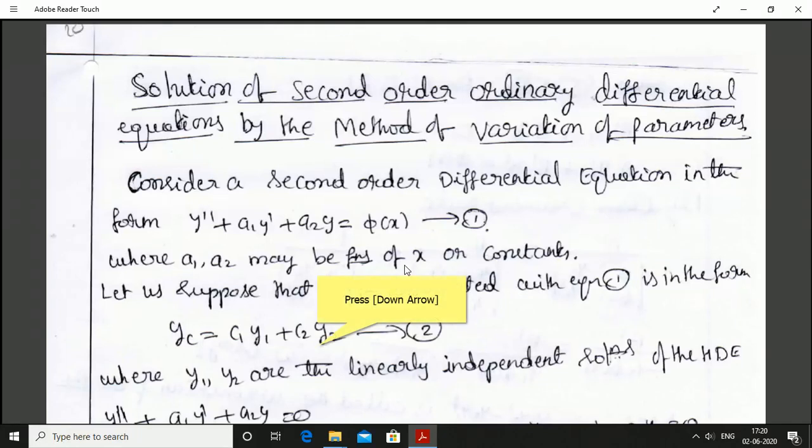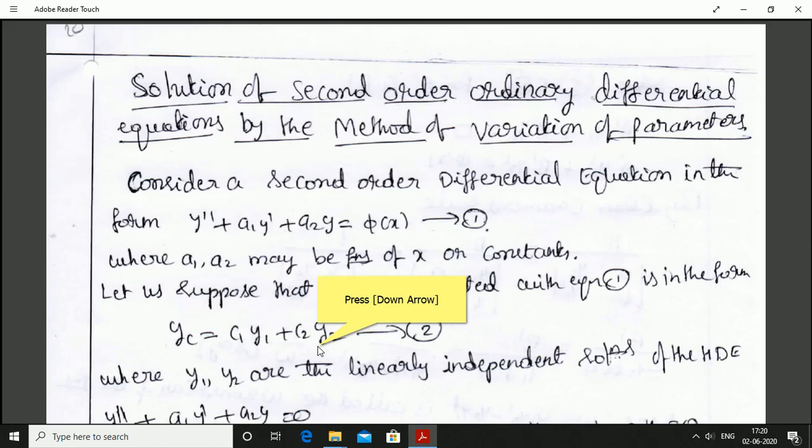Dear students, in this video, I'll explain the solution of second order ordinary differential equations by the method of variation of parameters. This is a very powerful method to solve linear differential equations. This method is applicable to solve linear differential equations with constant coefficients as well as with variable coefficients.